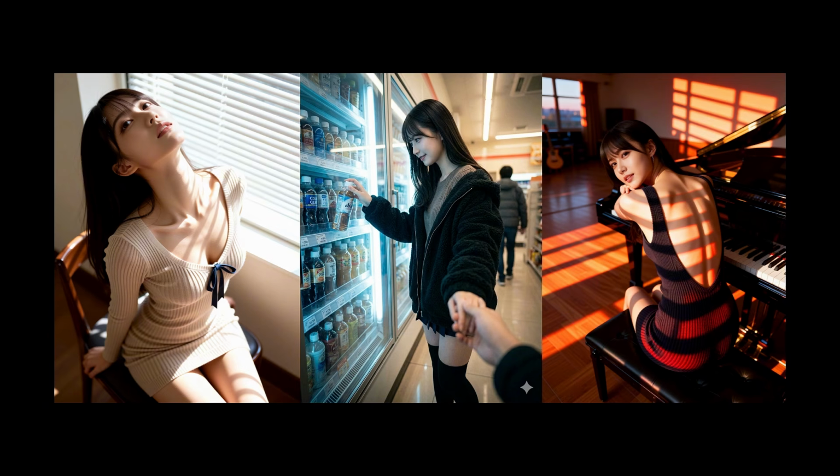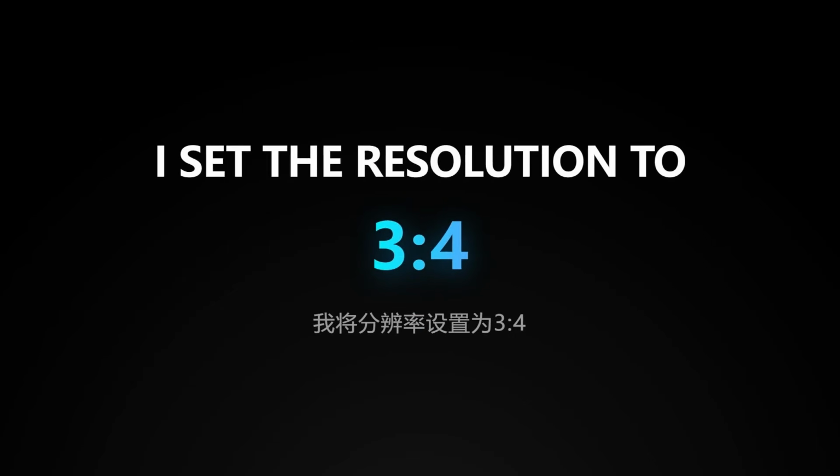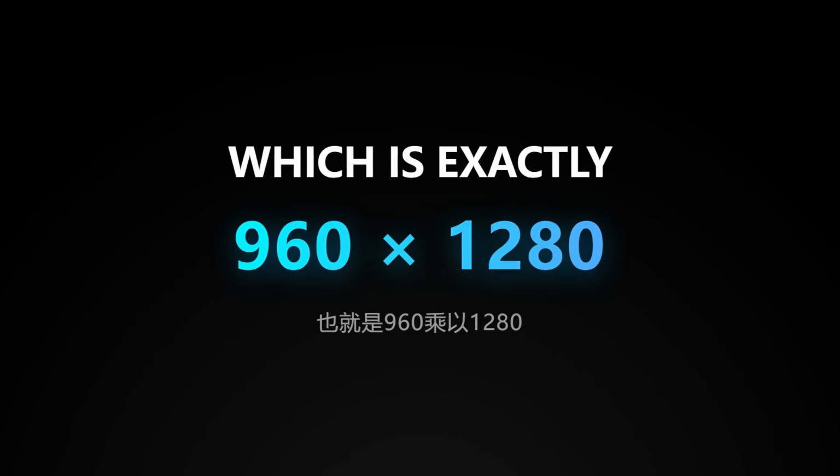Because I felt the frontal angle was too rigid, I then selected an image of a beautiful woman from a side profile. This time, I set the resolution to a 3:4 aspect ratio, which is 960 by 1280, but the result I got only had body movements. Her lips didn't move at all.